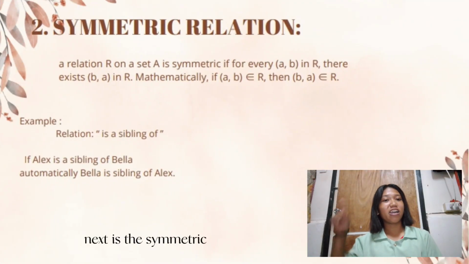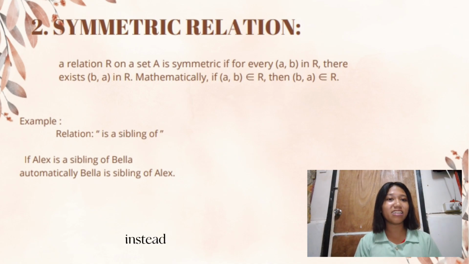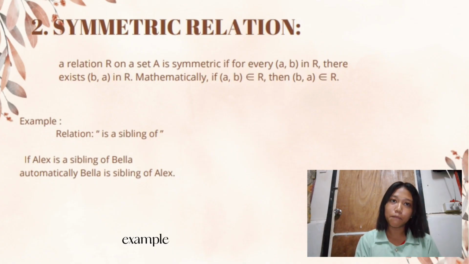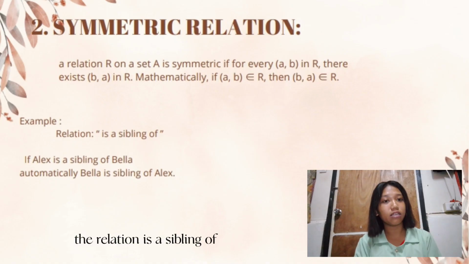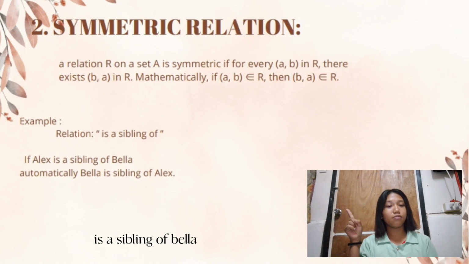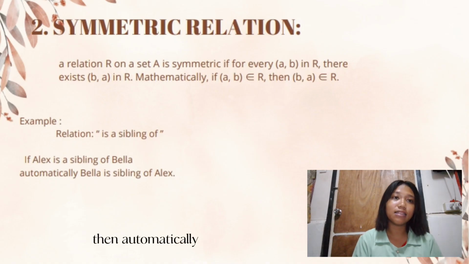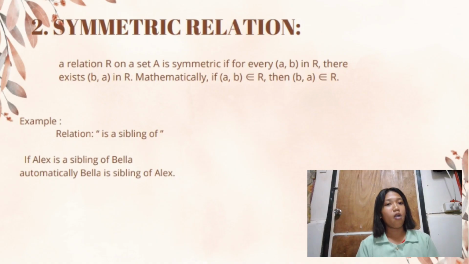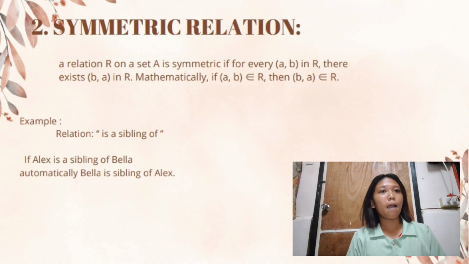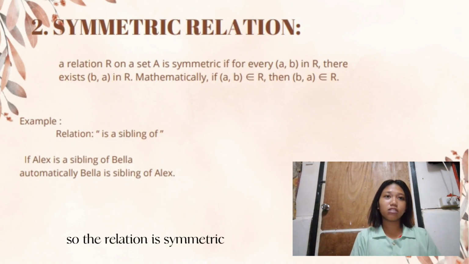Next is the symmetric relation. A relation R on a set A is symmetric if for every (a, b) in R, there exists (b, a) in R. Example: the relation "is a sibling of." If Alex is a sibling of Bella, then automatically Bella is a sibling of Alex. Why? This works both ways, so the relation is symmetric.